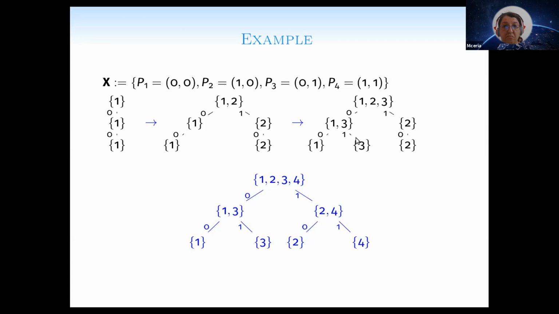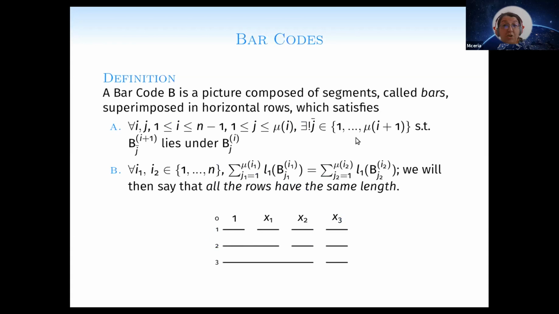The second data structure that we need is the barcode. That is a data structure for monomials that actually comes from my PhD thesis.